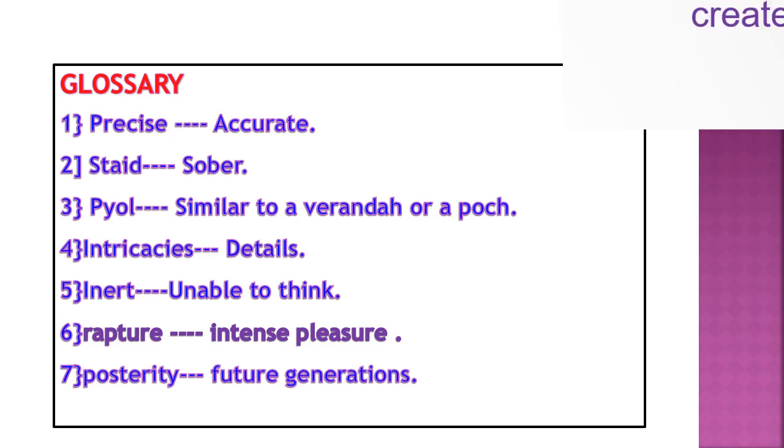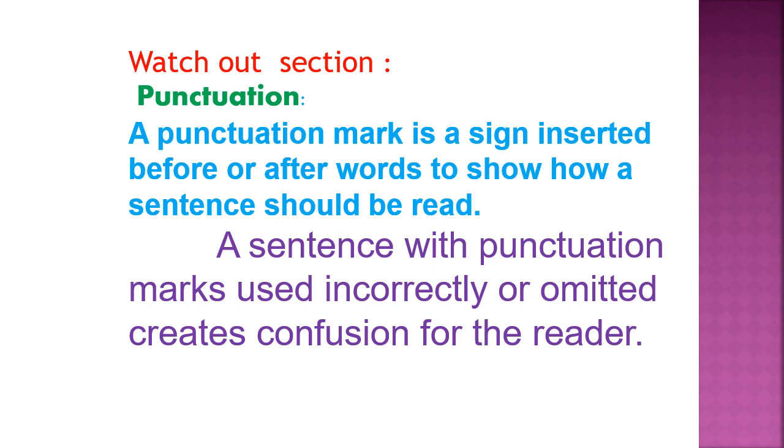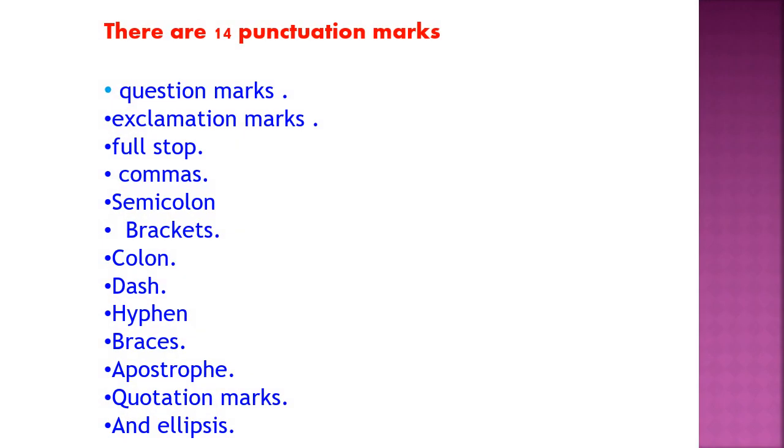In grammar, we'll study punctuation. Punctuation is a mark or a sign inserted before or after words to show how a sentence should be read. A sentence with punctuation marks used incorrectly or omitted creates confusion for the reader. Without proper punctuation you are not able to read sentences properly, whether it's a comma, full stop, or question mark. There are 14 marks: question mark, exclamation mark, full stop, comma, semicolon, brackets, colon, dash, hyphen, braces, apostrophe, quotation mark and ellipsis. I will teach you about these 14 punctuation marks in detail.